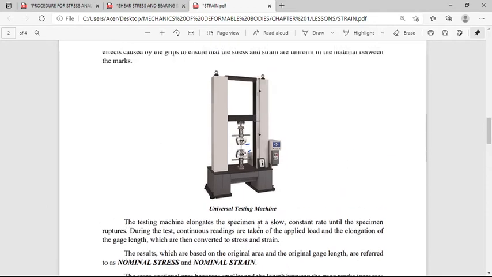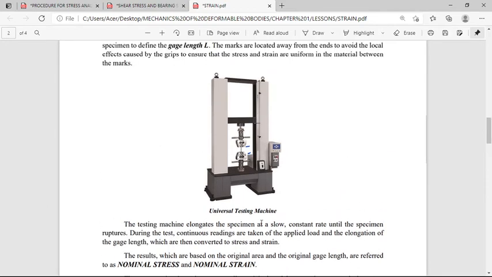Okay, proceeding, the testing machine elongates the specimen at a slow, constant rate until the specimen ruptures. So, itong tensile testing machine, pinapahaba niya yan or binabatak na ng binabatak yung specimen dahan-dahan. So, bakit dahan-dahan? Kasi nakakonekta yan sa isang monitor. Tapos, yung monitor na yon is nagre-record ng kanyang results. Ano yung result na yon? Ang result na yon is yung stress strain diagram na tinatawag. So, we'll discuss that shortly after this.